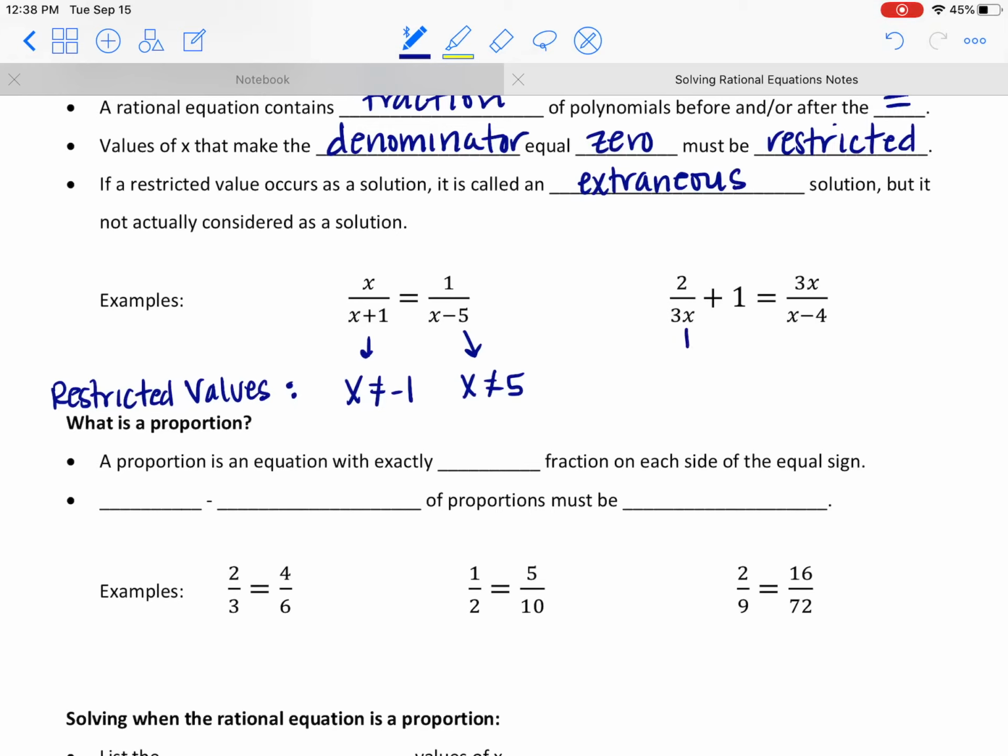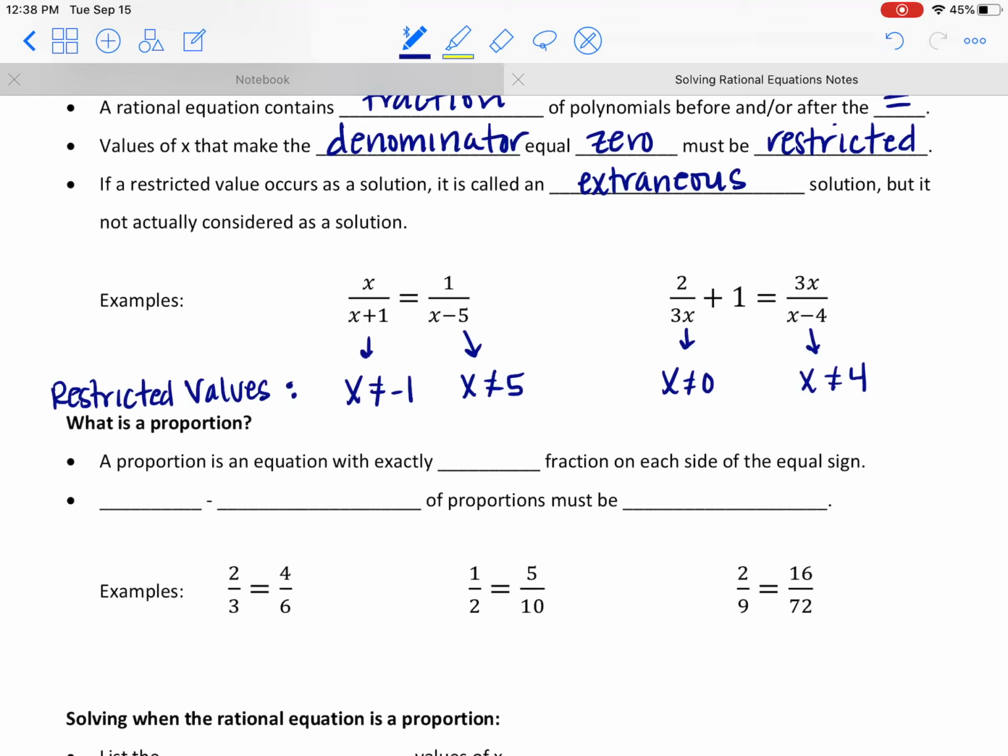How about the next one? What would I put in this denominator to make a 0? Well, 3 times what would be 0 would have to be 0, right? So we would say x could not be 0 for this equation. And then here, we would say x could not be a positive 4. So negative 1 and 5 would be restricted as possible solutions from that first equation. They would also be restricted from the domain of each of those if they were functions. And then 0 and 4 would be restricted values for the second equation.